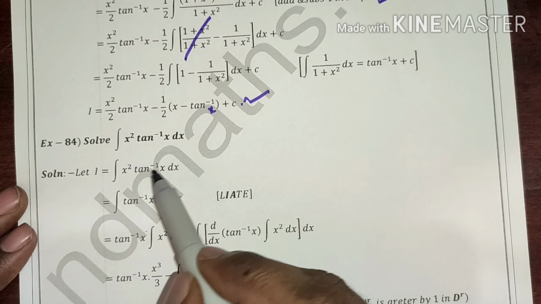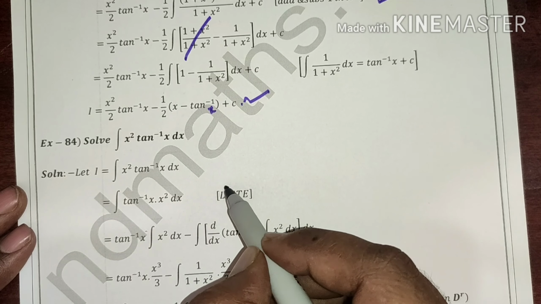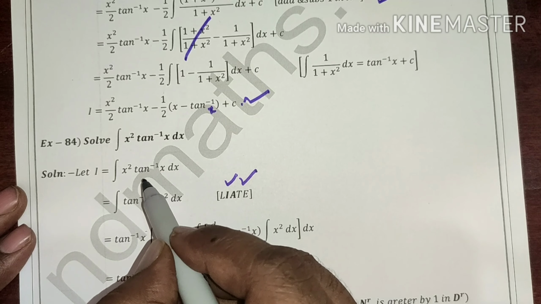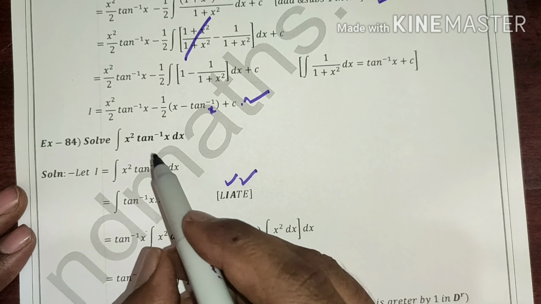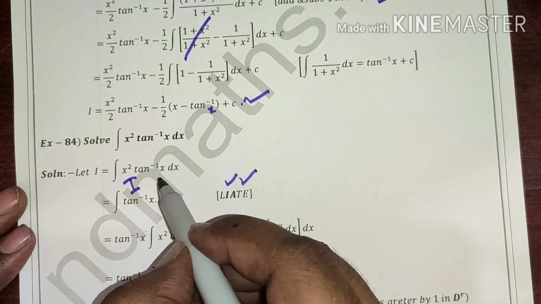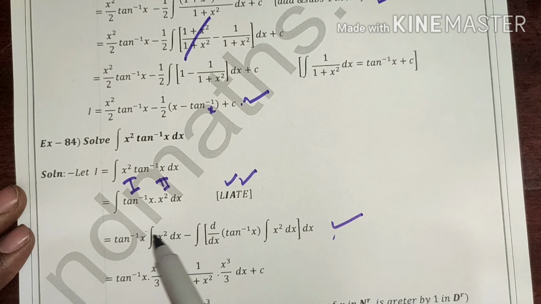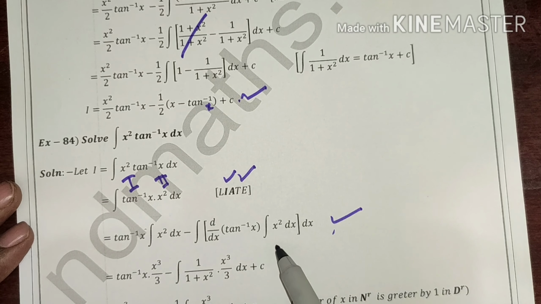See example number 84: integration of x square tan inverse x dx. We need the inverse function first, the algebraic function later. So we write tan inverse x in the first position and x square in the second position. Tan inverse x is our first function, x square is our second function. This is our rule: first function, integration of second, minus integration of the derivative of tan inverse x, or integration of x square.